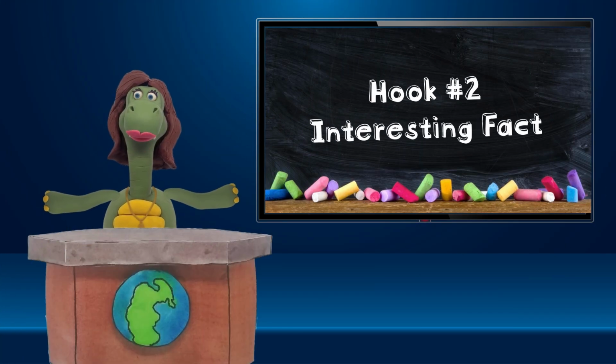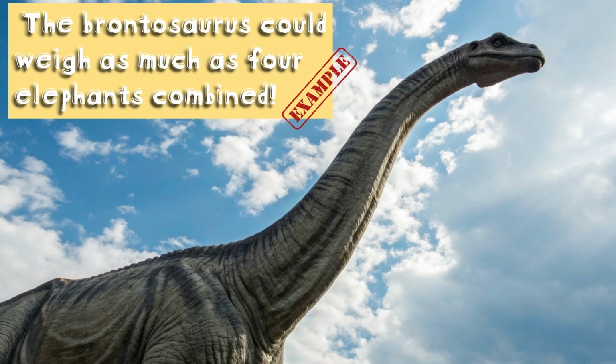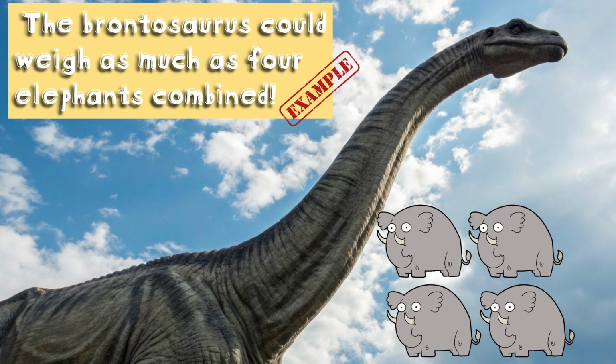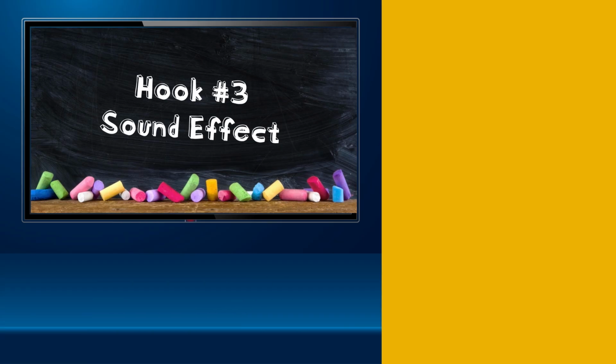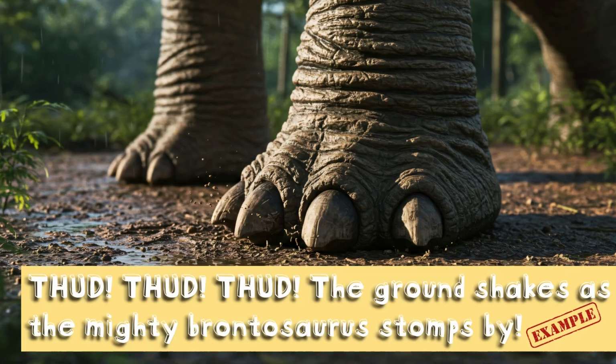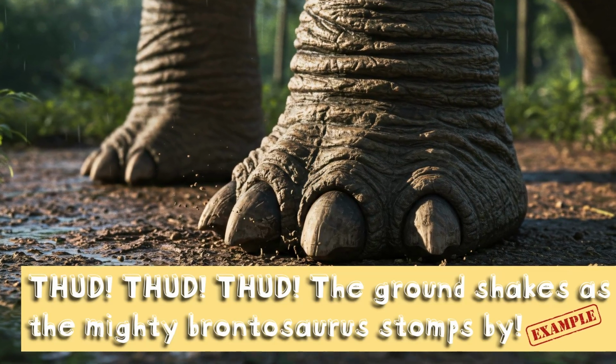Hook number 2, use an interesting fact. For example, the Brontosaurus could weigh as much as 4 elephants combined. Hook number 3, start with a sound effect. Here's an example. Thud, thud, thud. The ground shakes as the mighty Brontosaurus stomps by.